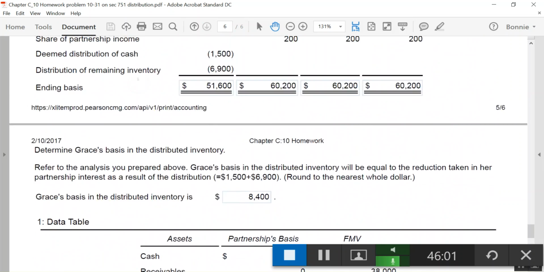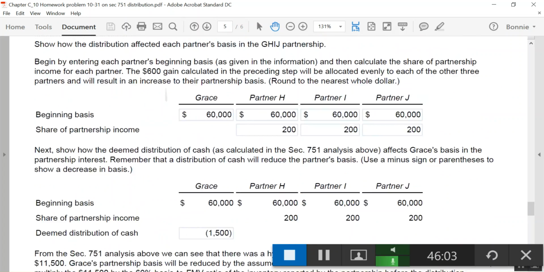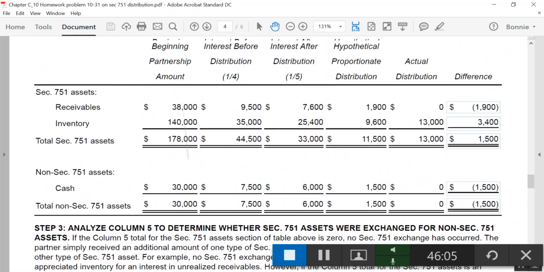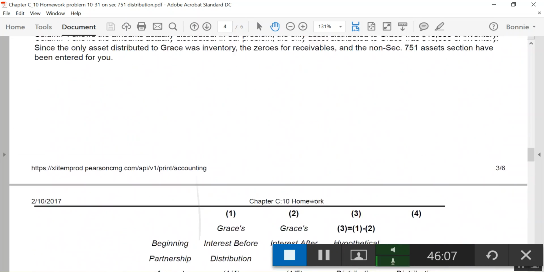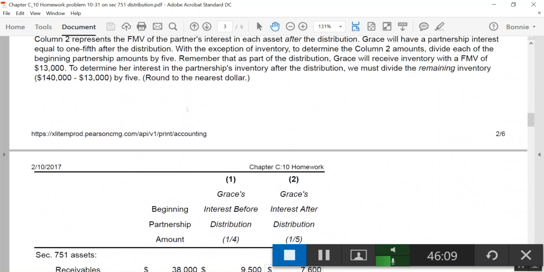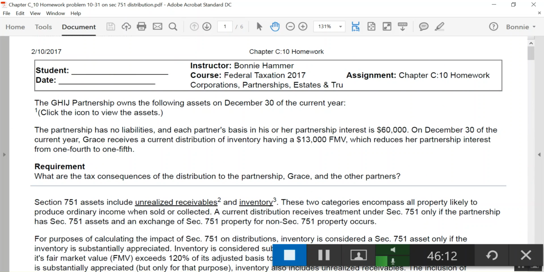This is why I love this Help Me Solve This. Just doing this problem and then printing it out like I did, I think is very helpful.